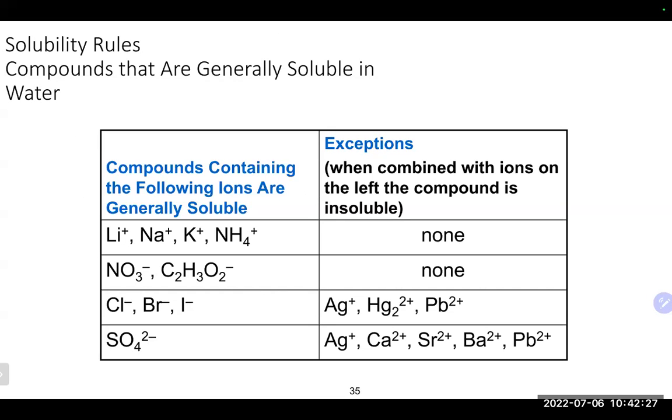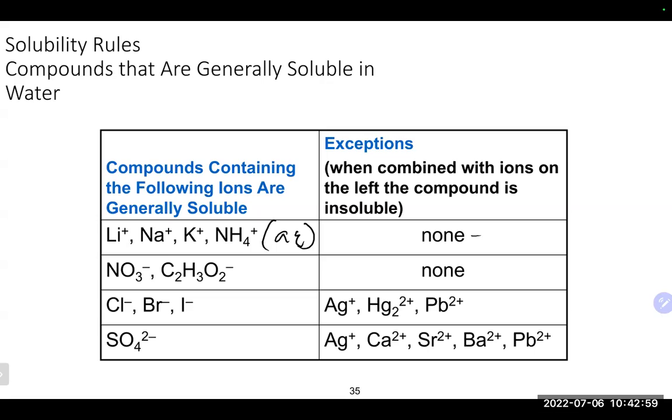So let's take a look at some of these solubility rules here. These are compounds that are normally soluble in water. So pretty much if you see any type of formula that has lithium, sodium, potassium, basically group 1, or you see a formula that has ammonium in it, NH4 plus, it is going to be soluble 100% of the time. On the right-hand side, there are no exceptions, which means that guy will always get the aqueous symbol next to it. You would not expect a solid to be formed.